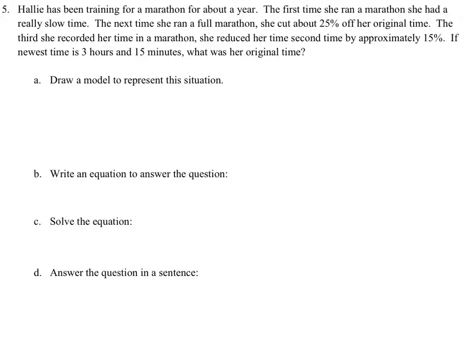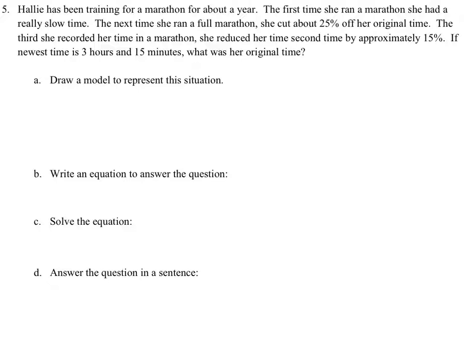All right, Hallie has been training for a marathon for about a year. The first time she ran a marathon, she had a really slow time. The next time she ran a full marathon, she cut about 25% off her original time. The third time, she recorded her time in a marathon. She reduced her time the second time by approximately 15%. If the newest time is 3 hours and 15 minutes, what was her original time?